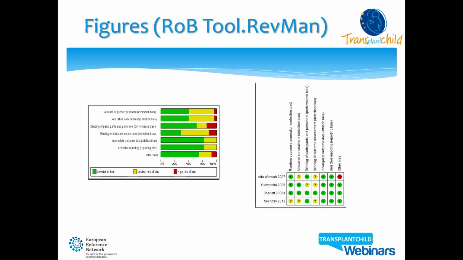Then in each of the cells, you can see a colored dot that means low in green, unclear in yellow, or high in red, and also a small sign, a positive sign saying it's low, an interrogation which means unclear, and a negative signal which means high risk of bias. So these are the way we present the assessment, one table and two figures.